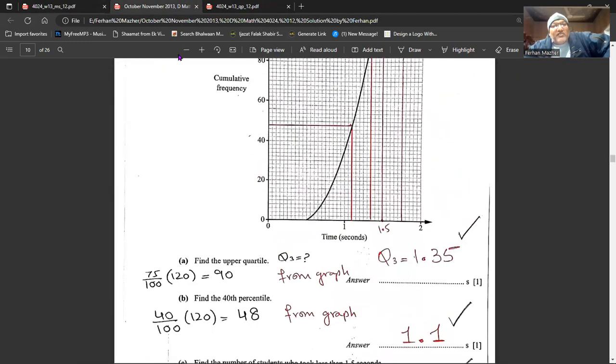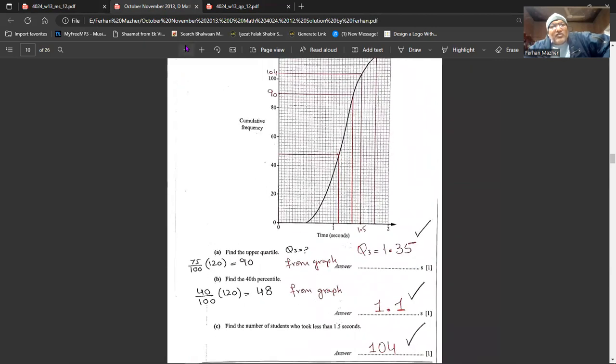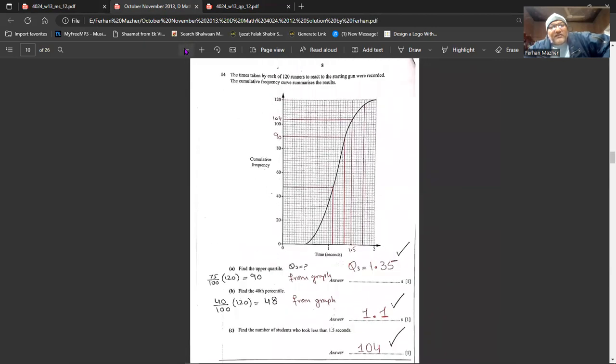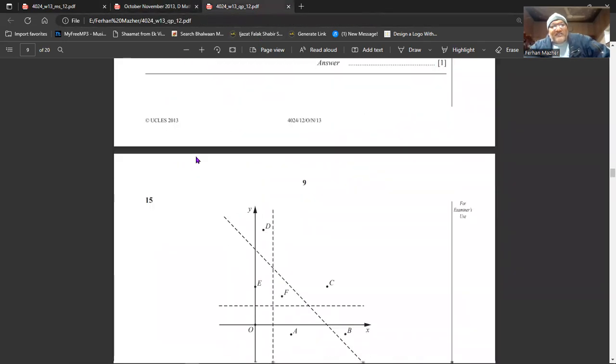So let me reduce the size so you can see this whole question together. So we have to further reduce. Okay, so this is the whole question number 14 showing up on your screen. I know the size is quite small now, but you got an idea how this is done.